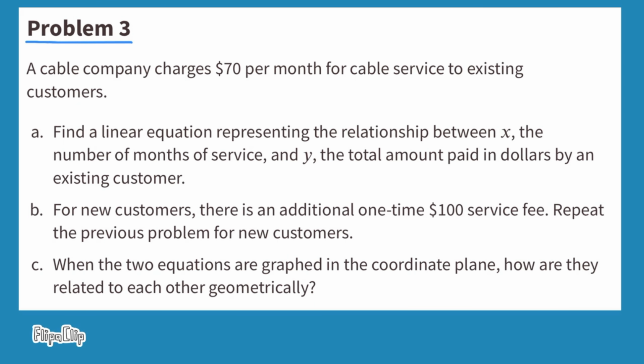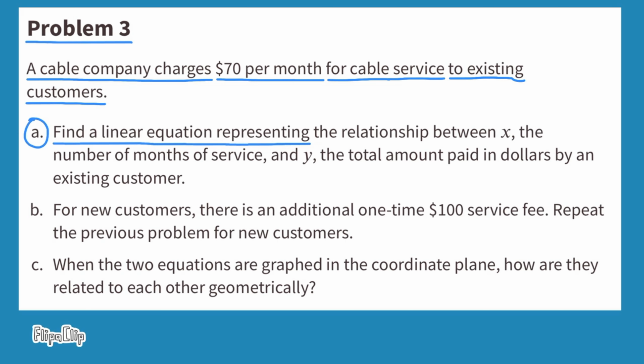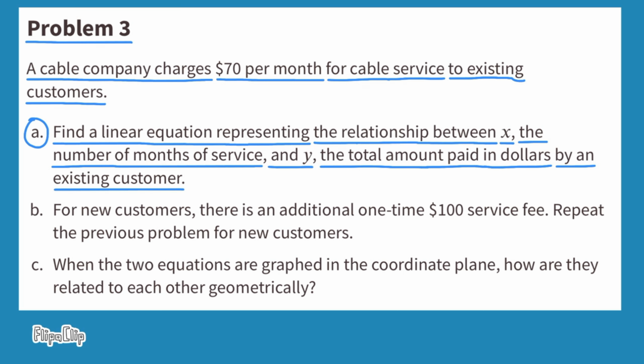Problem number 3. A cable company charges $70 per month for cable service to existing customers. A. Find a linear equation representing the relationship between x, the number of months of service, and y, the total amount paid in dollars by an existing customer. They tell us that y equals the total amount paid in dollars by an existing customer, so y equals 70 times x, with the x representing the number of months of service.